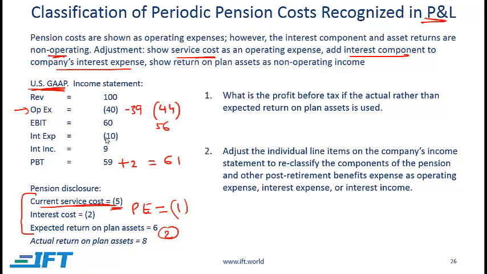Now what about the interest expense? The interest expense was 2. We pulled that out of operating expenses, but that interest expense now needs to be added over here. So the interest expense now becomes 12. The interest income needs to be adjusted. Originally it was 9, and then we add 8 because the actual return on plan assets is 8. So the adjusted interest income is 17. Now if we add these numbers, we have EBIT of 56, take out the interest expense, add the interest income, we end up with a profit before tax of 61. Now work through example 5 in the curriculum.